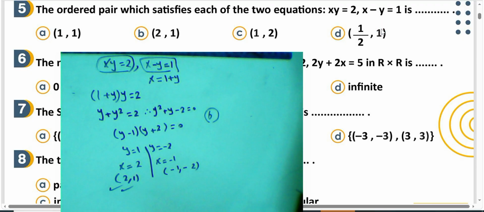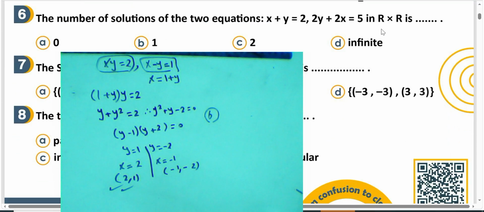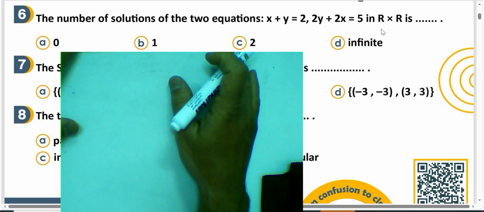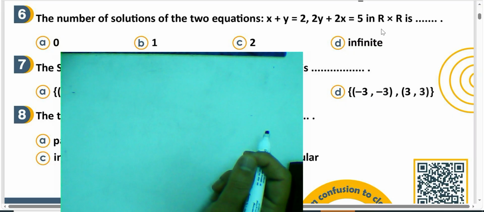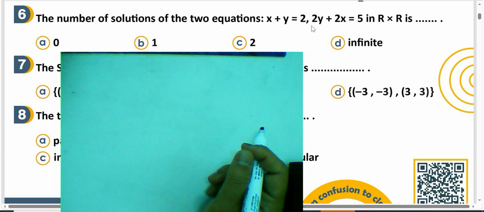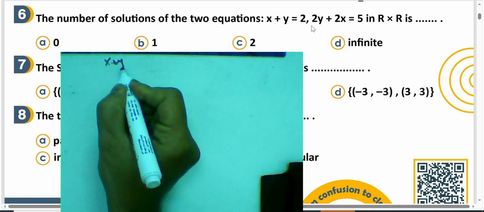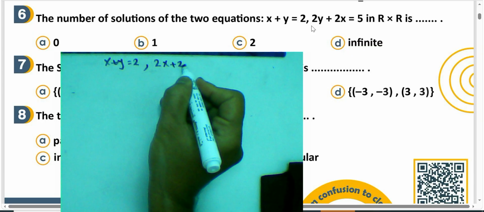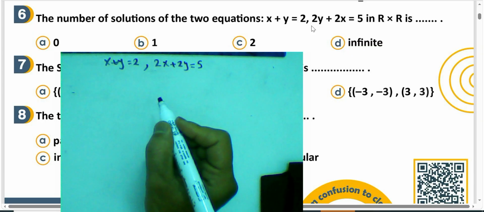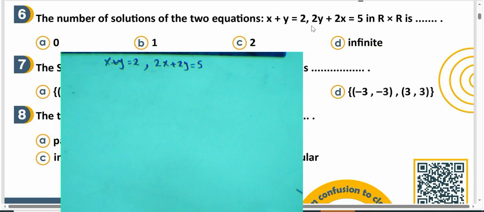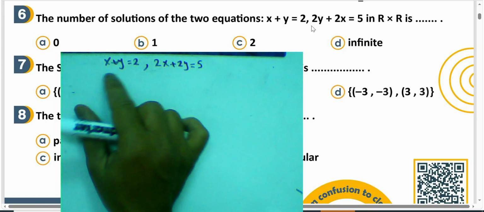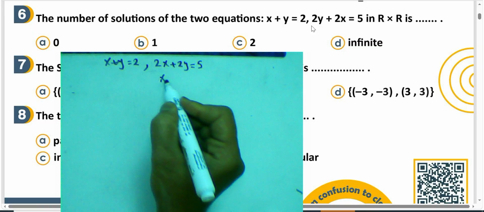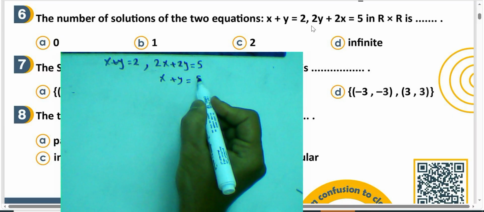Next example, number 6. The number of solutions of the equation x plus y equals 2 and 2x plus 2y equals 5. Look at this equation. We have x plus y equals 2. We can multiply all terms by 2, or divide the second equation by 2, and x plus y equals 5 over 2.